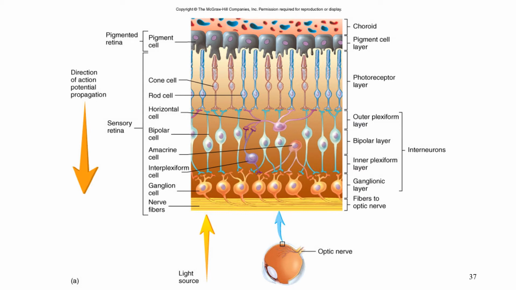So the end of the fibers coming from the ganglion cells, of course, will eventually go with the nerve fibers going to your fibers of your optic nerve. Okay, so from the optic nerve, it will then be sent to your brain, and of course, the stimulus will then be processed. Okay.